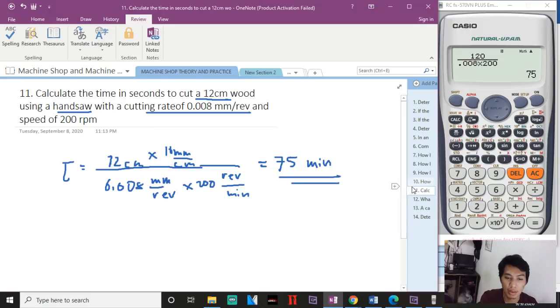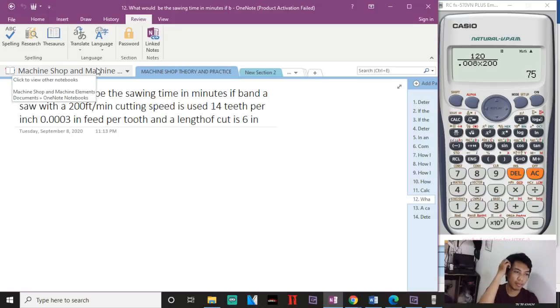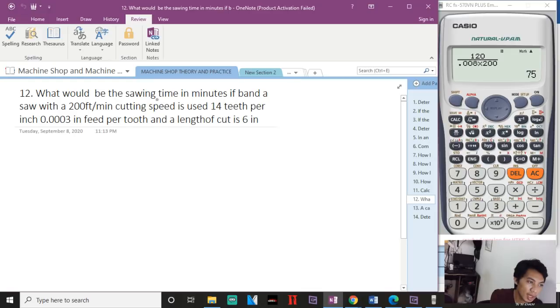Okay, ganun lang kadali ang machine shop. Okay, number 12. What would be the sawing time? Sawing time. Time na naman. Laging time lang ang tinatanong dito or the length. In minutes, if a bandsaw with a 200 feet per minute cutting speed, and used 14 teeth per inch, feed per tooth 0.003 inches, and the length of the cut is 6 inches. Okay, so nasa baba lahat.